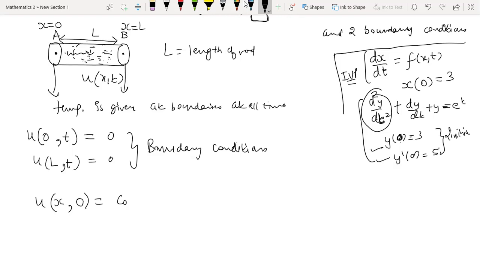Now this can be a constant or this can be a function also. If it is going to be a function, this is going to be a function of x, because t has already been substituted as 0. So this initial temperature profile is going to be a function of x, or it can be a constant value also. This condition is known as the initial condition.